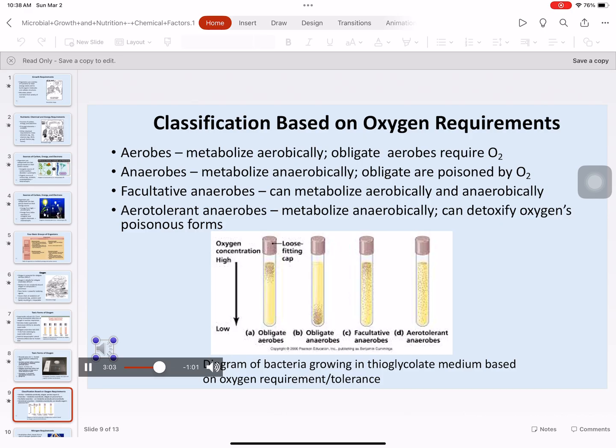Finally, we come to panel D, which has aerotolerant anaerobes. Now, these metabolize anaerobically, but they can detoxify the poisonous forms of oxygen. So they can grow throughout the tube, but they're going to grow uniformly because there's no advantage for them in growing where there's oxygen as opposed to growing where there's no oxygen.